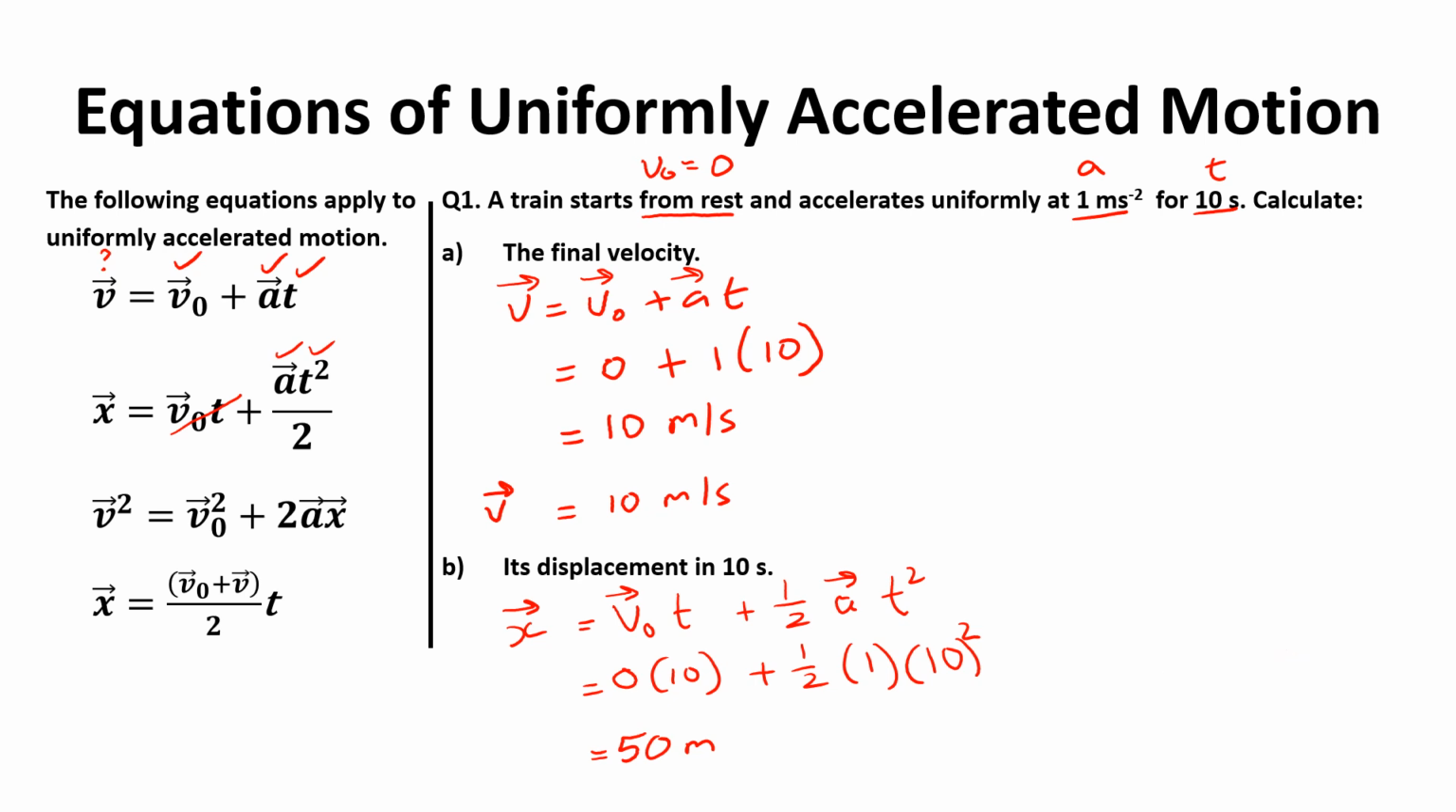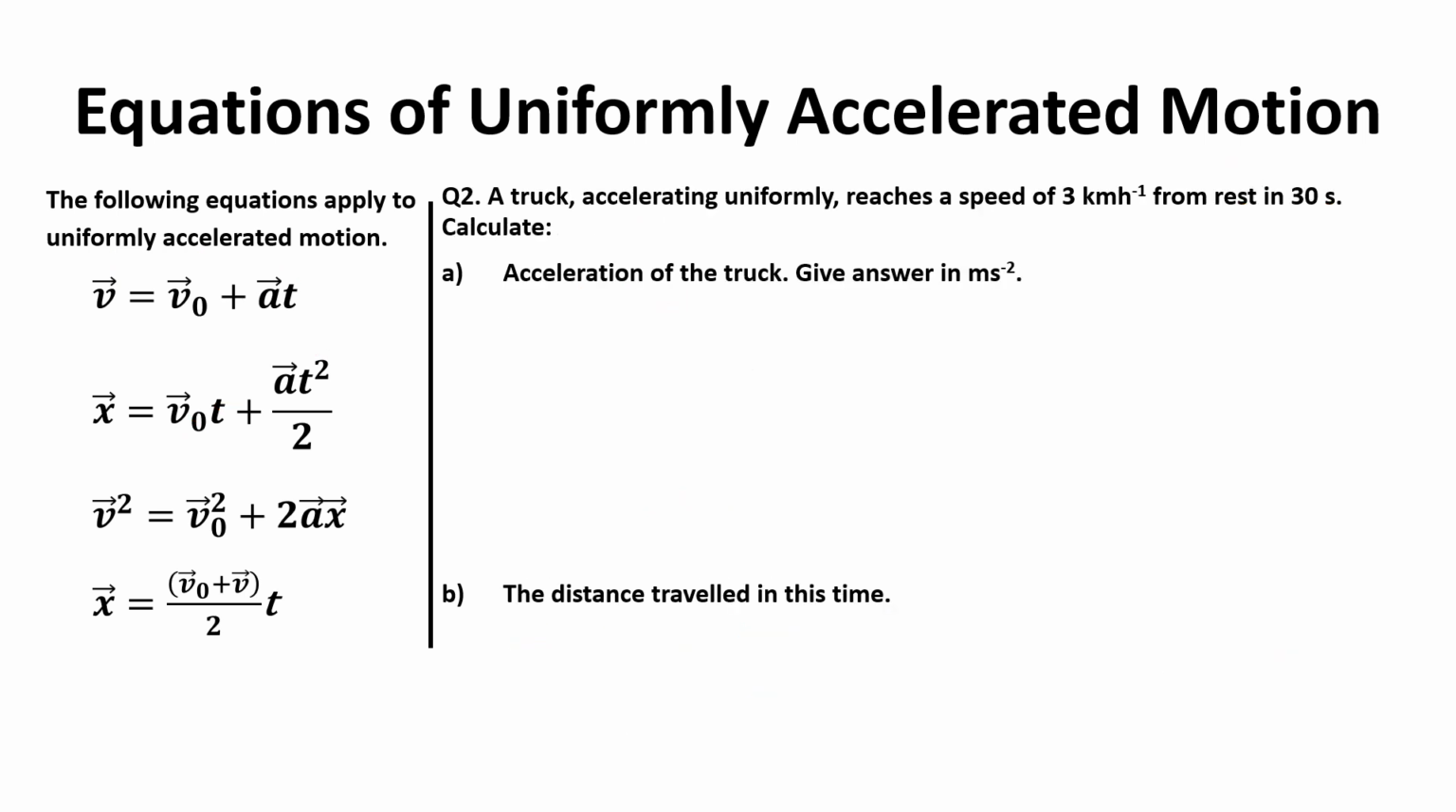Alright, so now let's look at the next question, question 2. A truck accelerating uniformly reaches a speed of 3 kilometers per hour from rest in 30 seconds. Calculate the acceleration of the truck, give answer in meters per second squared. As we can see here, we need to convert the velocity from kilometers per hour to meters per second.